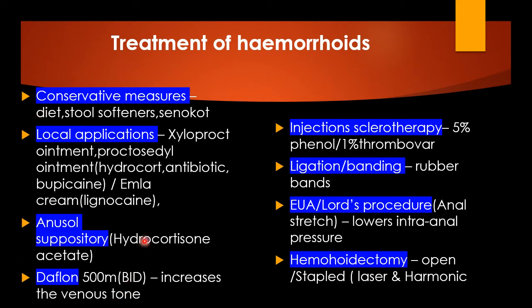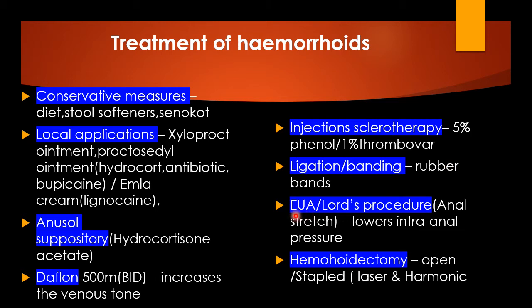Apart from these conservative measures, next we have the more invasive methods of treatment. Among them is injection sclerotherapy, which uses 5% phenol or 1% thrombo, injected into the veins of hemorrhoids, especially second-degree hemorrhoids, to cause them to sclerose and fibrose, thereby stopping the bleeding. Ligation or banding with rubber bands is also classically, traditionally used and very good for second-degree hemorrhoids. I shall show this in some pictures later.